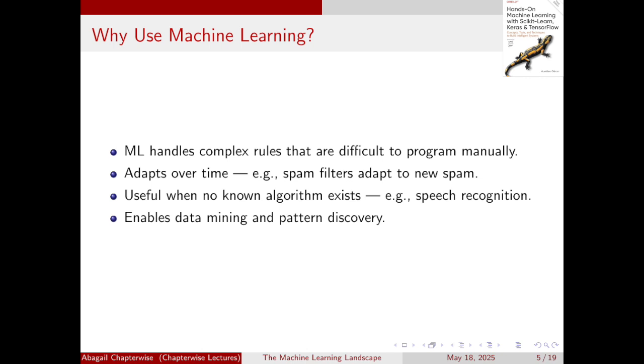A great example is a spam filter. Instead of constantly updating a manual list of rules, a machine learning model can continually adapt to new patterns of spam as they emerge. Moreover, machine learning is invaluable for discovering patterns in large datasets. This process, often called data mining, helps uncover insights that might otherwise remain hidden.